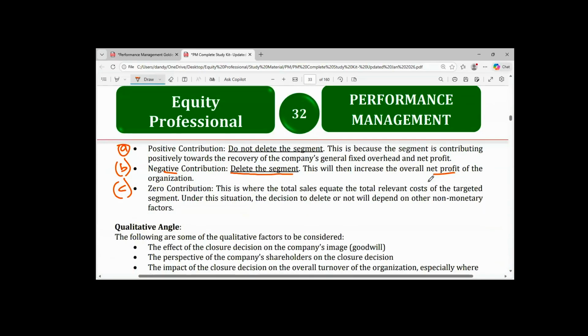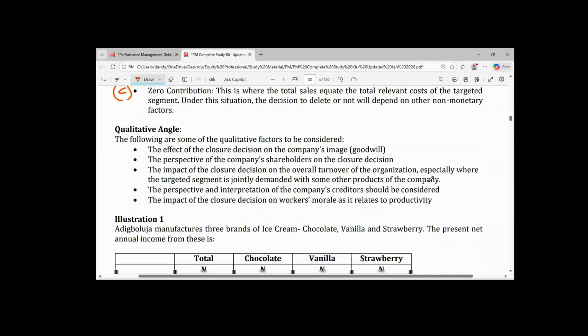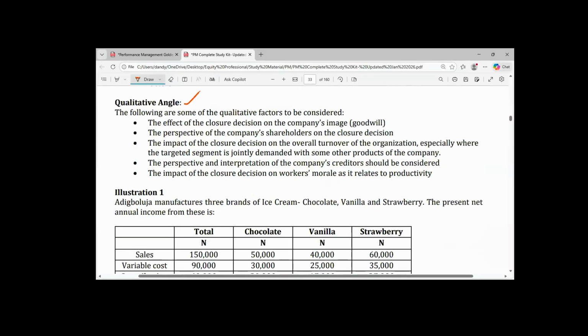If negative contribution, delete the segment. Where you have zero contribution, the company can either delete or not delete the segment, depending on other qualitative factors. So let's talk about qualitative factors.